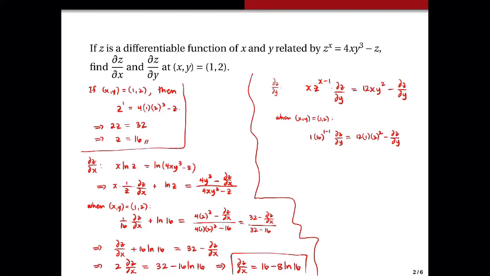And then we bring this to this side. We'll then get twice partial of z with respect to y. This is equal to 12 times 4. And this is equal to 48. Or we have partial of z with respect to y. This is equal to 24. So this is the partial derivative of z with respect to y at the point 1, comma 2. So any questions on this part?